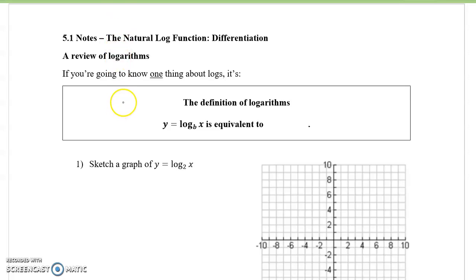So I know what you are all thinking. It's like, well, all this calculus stuff is well and good, but I really want to work with calculus and logarithms, right? So you're in luck. Today we learn how to do calculus with logarithms.